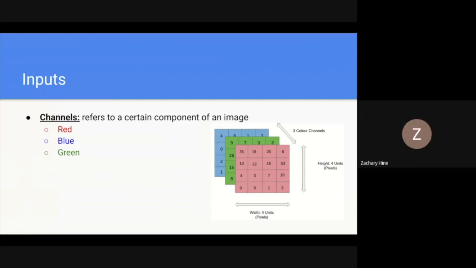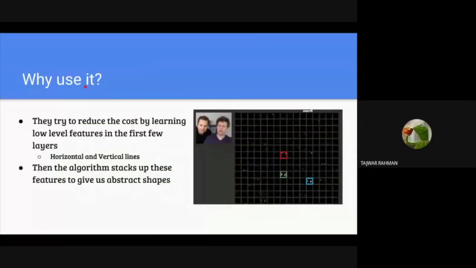So let's talk about the inputs. Wait, I have a question on the previous slide. So what's the stuff in the red, green, and blue boxes? Is that part of the image or whatever?